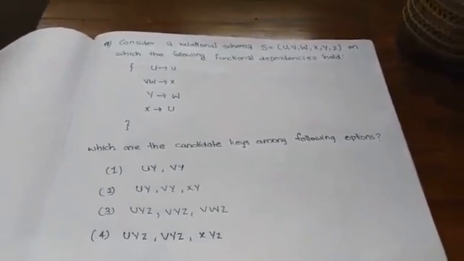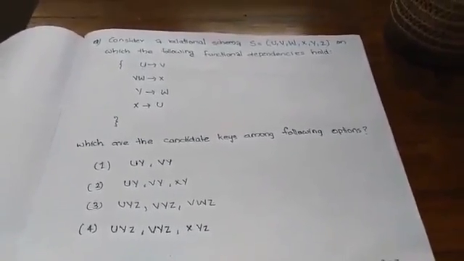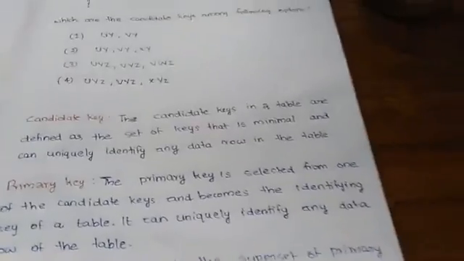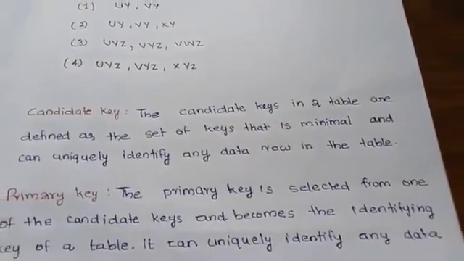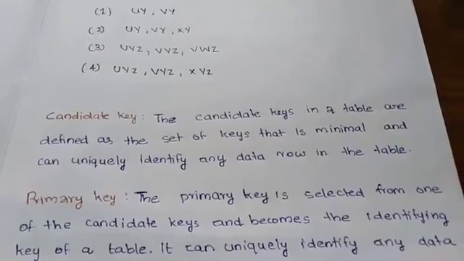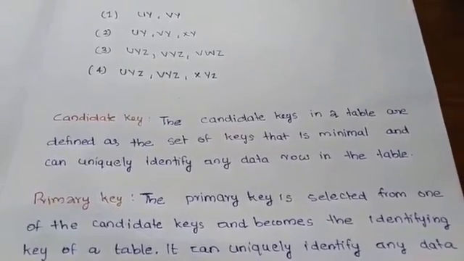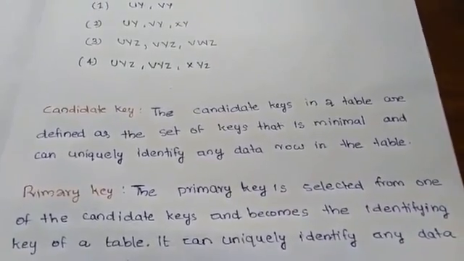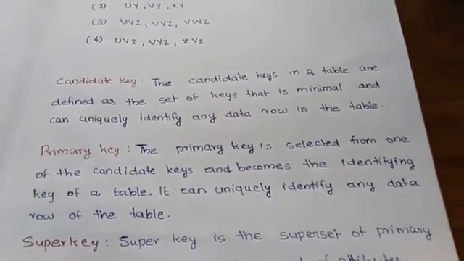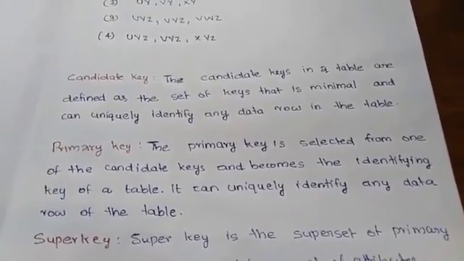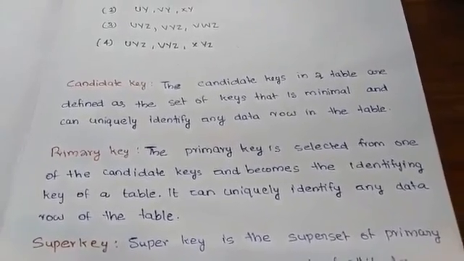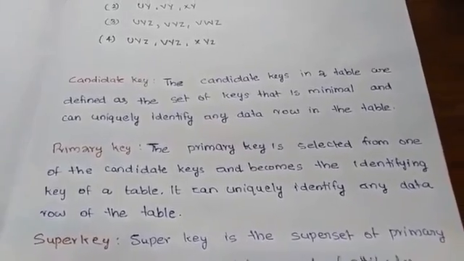Before that, I would like to discuss some of the keys in database management system. First one is candidate key. The candidate keys in a table are defined as the set of keys that is minimal and can uniquely identify any data row in the table. Second one is primary key. The primary key is selected from one of the candidate keys and becomes the identifying key of a table. It can uniquely identify any data row of the table.